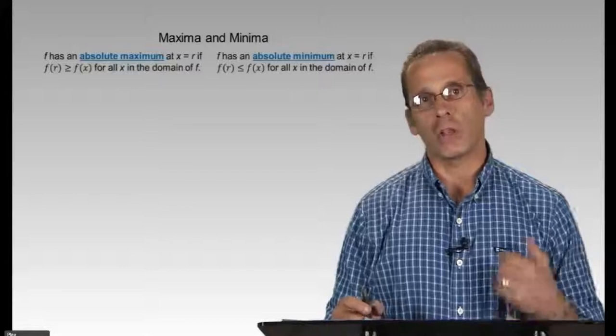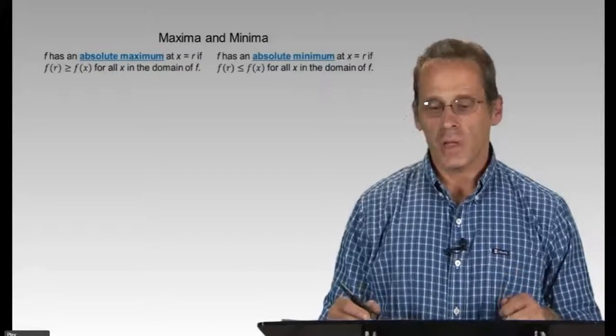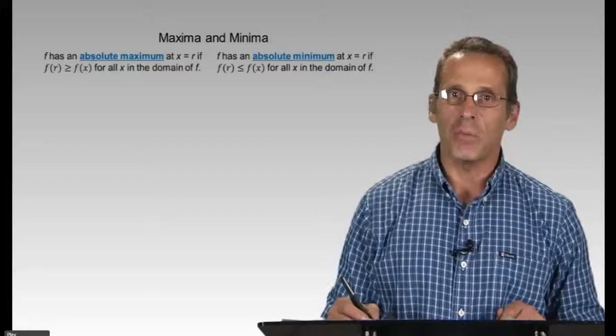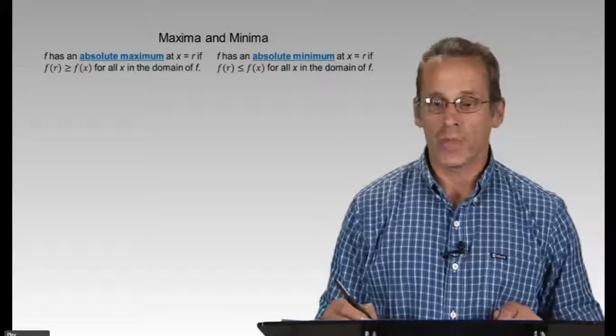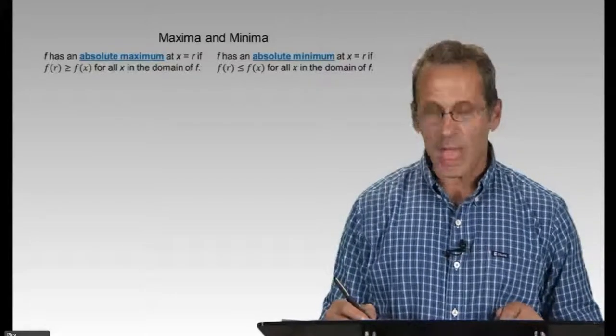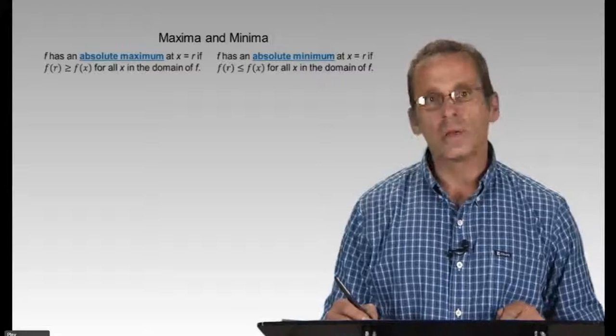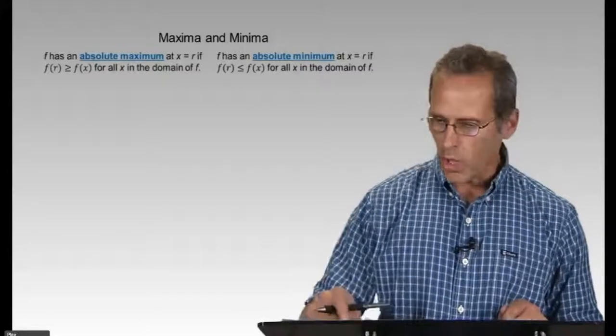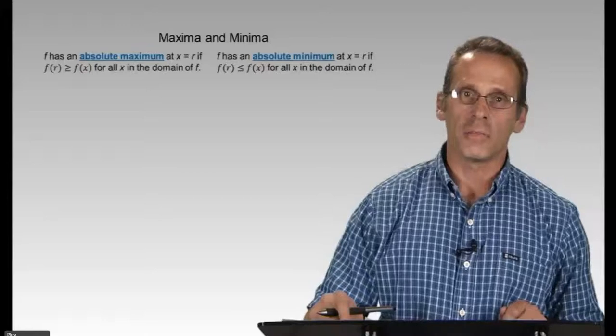If I want to talk about the lowest point on a graph, then I would discuss it in terms of the y value being the absolute minimum for all the range values. And we say f has an absolute minimum at x equals r if f of r is less than or equal to f of x for all x in the domain of f.